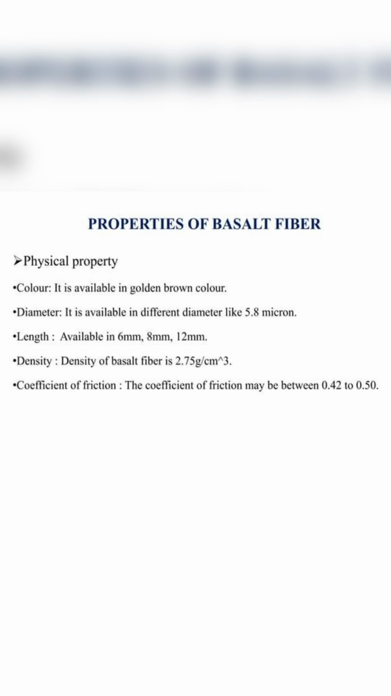First, the physical properties. It is available in golden brown color and in different diameters like 5.8 microns. The available lengths of basalt fiber are 6 mm, 8 mm, 12 mm, etc. And the density is 2.75 gram per centimeter cube. The coefficient of friction will be between 0.42 to 0.50.